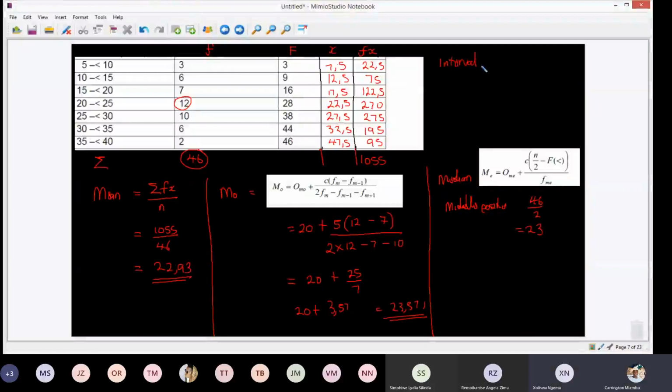Right, yes, then we say, so your lower limit? It is 20. 20 plus your class width? It is 25 minus 20, so it is 5. Right, your n? My n, it is 46. Yes. Then your previous cumulative frequency?